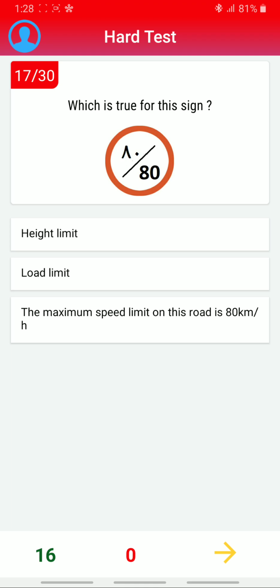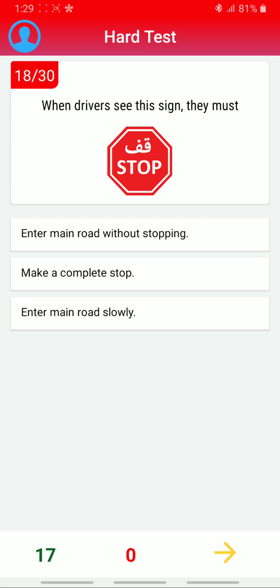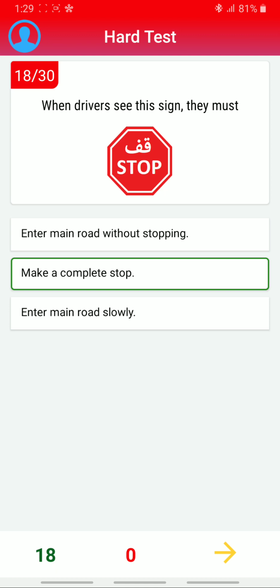Which is true for this sign? This sign shows 80 in a circle. So this sign means 80 kilometers is the maximum speed on this road. Answer would be option C. Next one, when drivers see this sign, they must, it's a stop sign, you must stop there. If this sign is there, you must stop first and then move on. Make a complete stop. Yes, second option is correct.